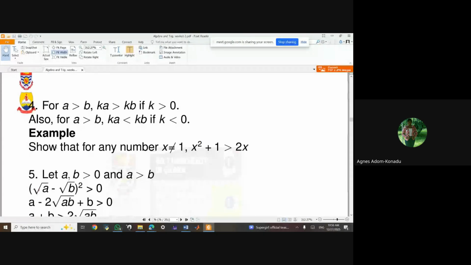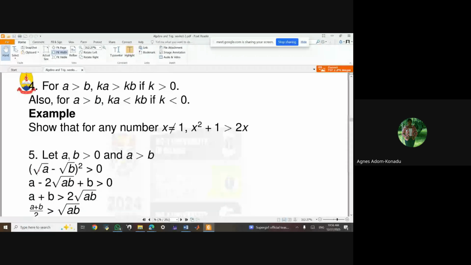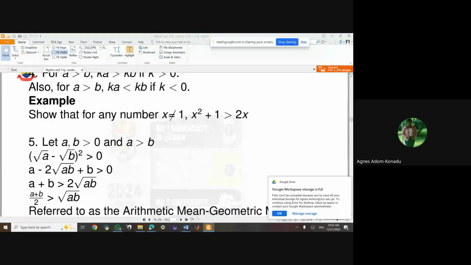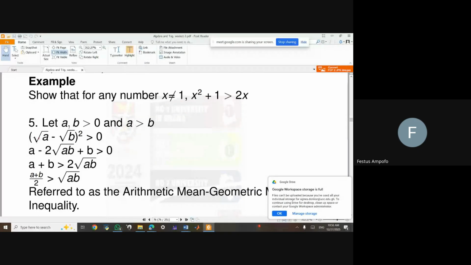And the next, I want to show that for any number x not equal to 1, x squared plus 1 is greater than 2x. We'll look at that later. Or you can take that one. Is it 2x or 2 squared? x squared plus 1 is greater than 2x.